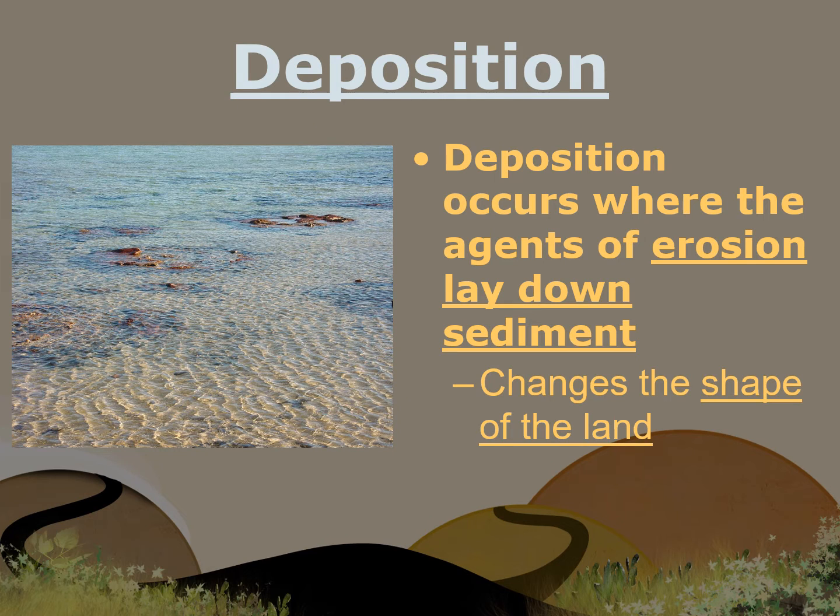Deposition is our last activity in our whole weathering, erosion, and deposition. It occurs where the agents of erosion, so those things like wind, water, actually lay the sediment down. So it's moved the sediment from one place to another, and then this is its stopping point. Those changes can change the shape of the land because the sediment can build up over time.